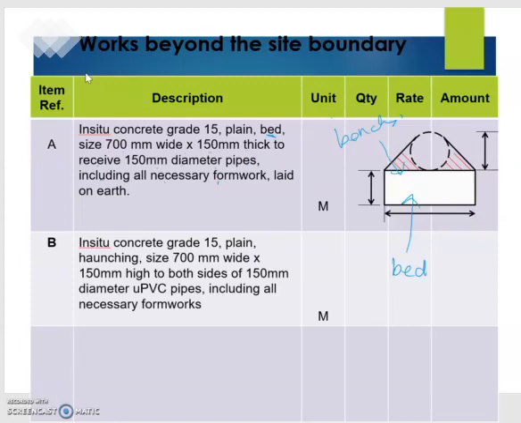The second one is a second item. This is for the haunching, or what we call benching. It is a typical description, just that you need to mention whether it is a bed, a haunching, or a covering.